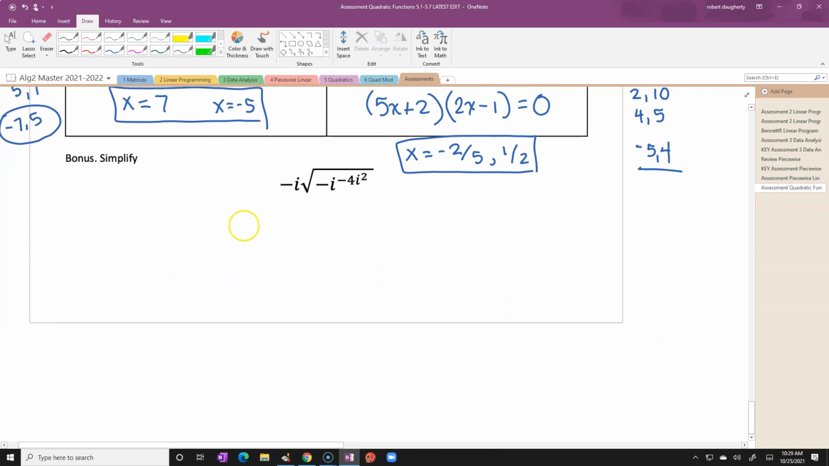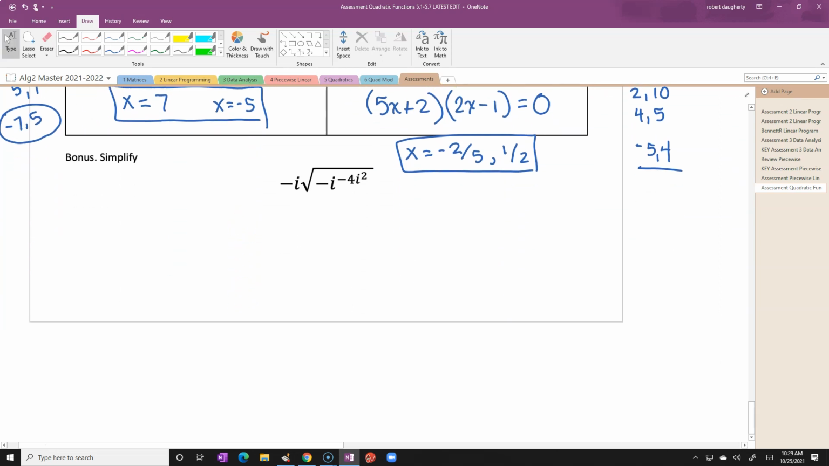The bonus, had a few people get this right, you should gravitate toward i squared is -1. So let's just write down everything I know. So i squared is -1. What's -4 times -1? Well, that's going to be +4. So negative i, the square root of negative i to the 4th.